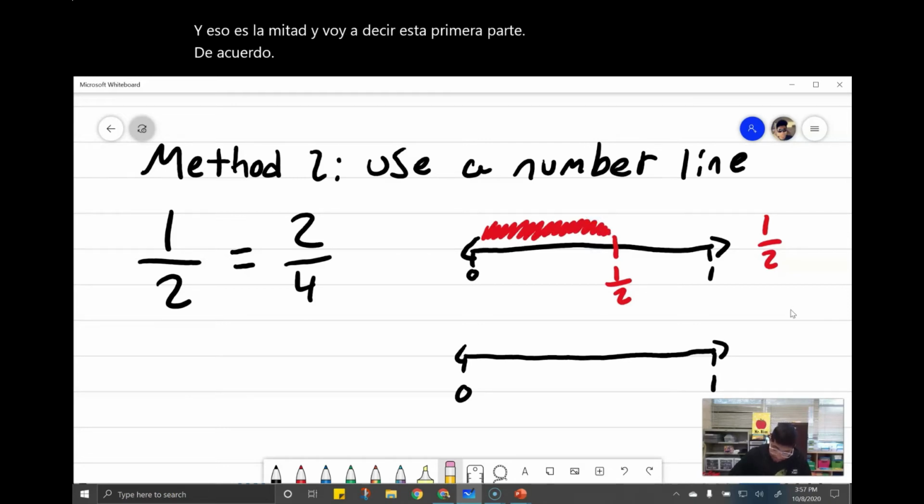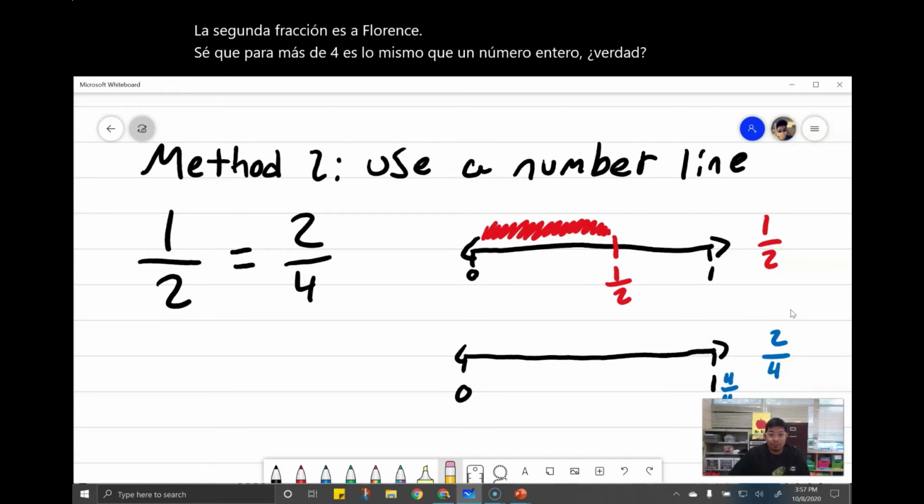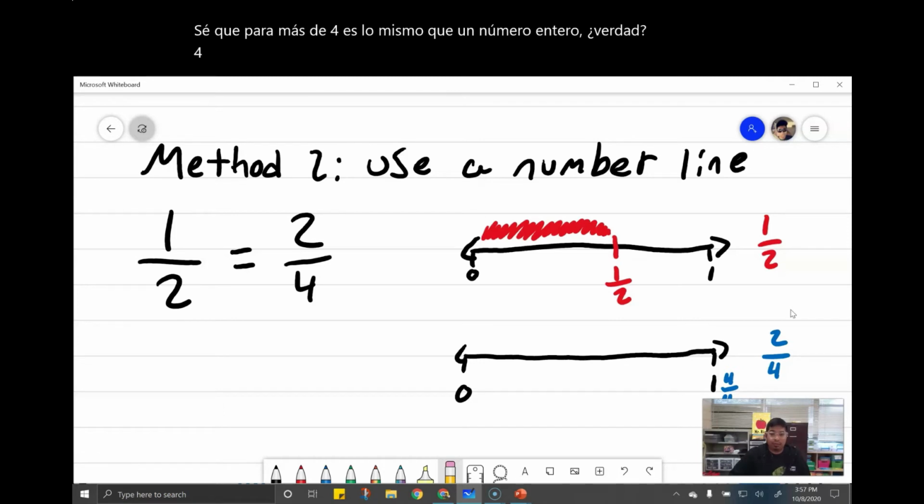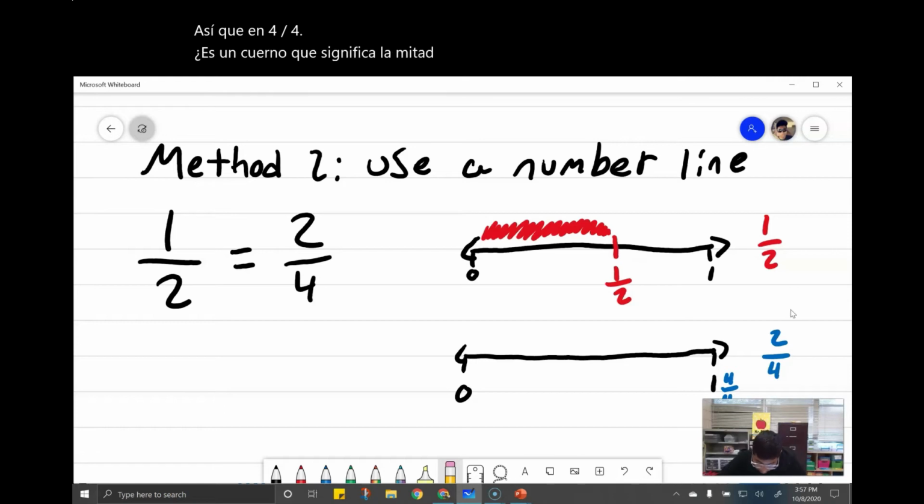The second fraction is 2/4. I know that 4 over 4 is the same thing as a whole number, right? 4 over 4 is 1 whole, okay? So if 4 over 4 is a whole 1, then that means half of that would be in the middle as well, okay?